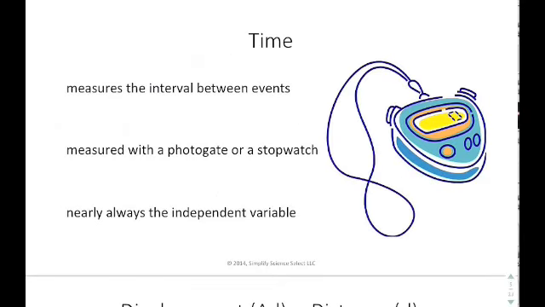And we know that time is a measure. It measures the interval between events. It's measured with a photogate or a stopwatch. Generally, we use a photogate for more accurate timing. Generally, we use a stopwatch if we don't need quite the level of accuracy that's provided by a photogate.